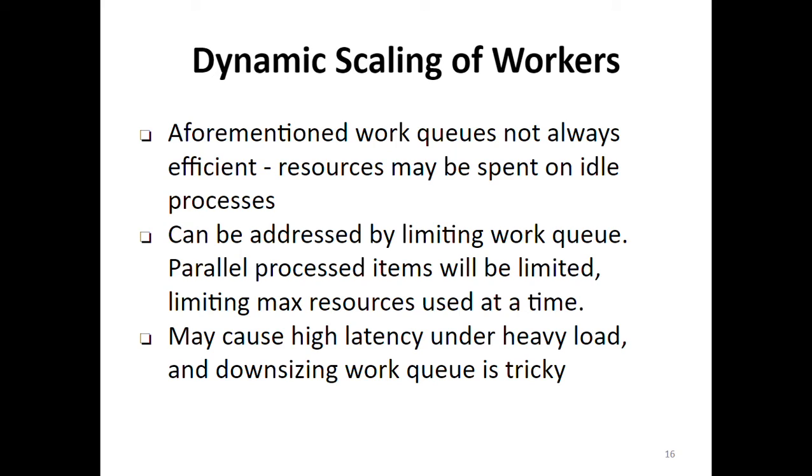The types of work queues discussed by my teammates may not always be the most efficient, because they may end up spending a lot of resources on idle processes. We can address this issue by limiting the work queue. This can be achieved by limiting the number of processes that are parallelized, which will also limit the maximum resources used at a point in time. However, a drawback of dynamically scaling the workers is that this may lead to high latency under heavy workloads, and it's not easy to downsize work queues.